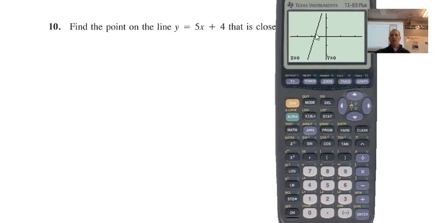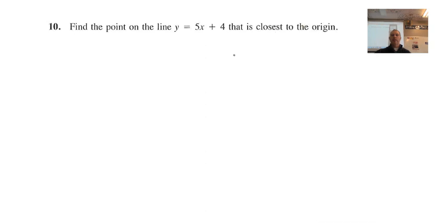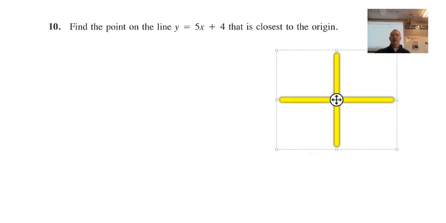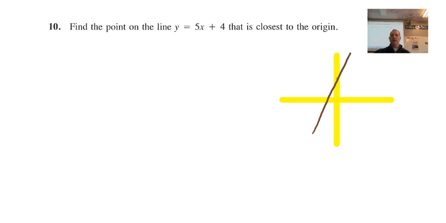Now the point that's going to be closest to the origin on this line is going to be somewhere around here. So we have an idea. How can we find that point? If we sketch that out here real quick, let's just say here's our line, there's y equals 4, and the point that we're looking for, closest to the origin, is right here, somewhere around there.